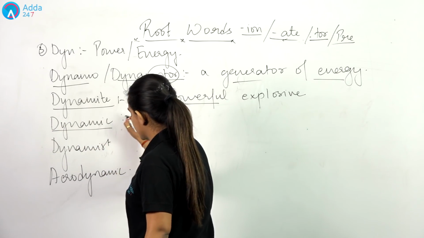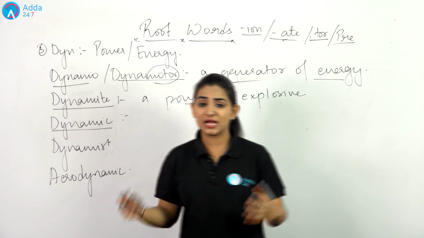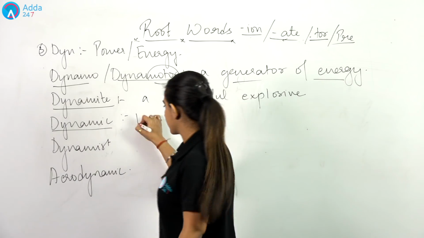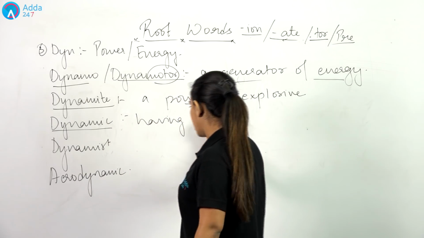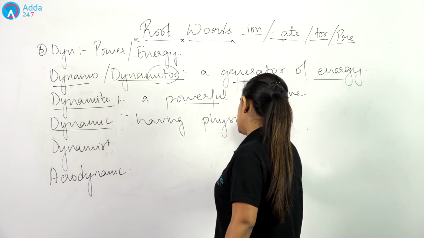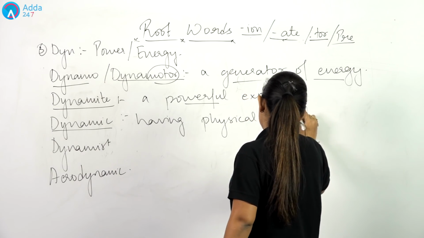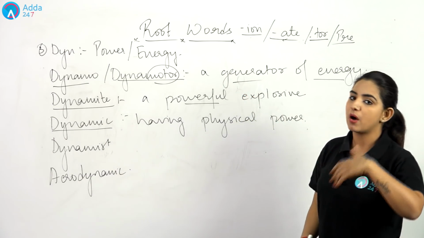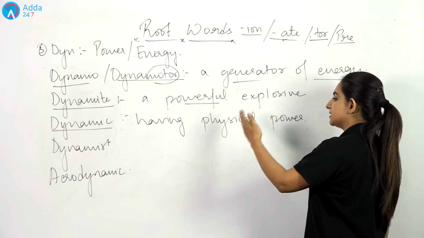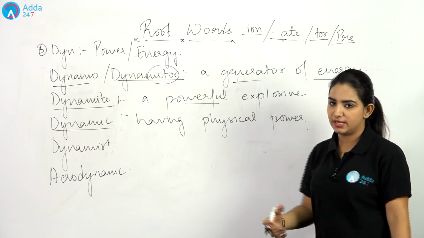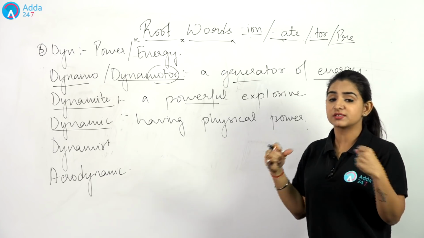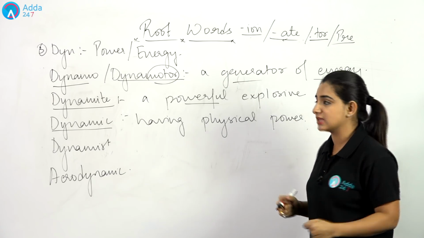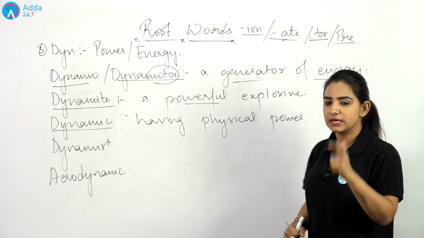Then we have dynamic. Dynamic means something which has physical power in it, okay? Having or owning physical power. Please pronounce it power and not power. Okay, so dynamic means having physical power in it. That means if something or somebody has a lot of strength in it, has a lot of power in it, then we use the word dynamic.